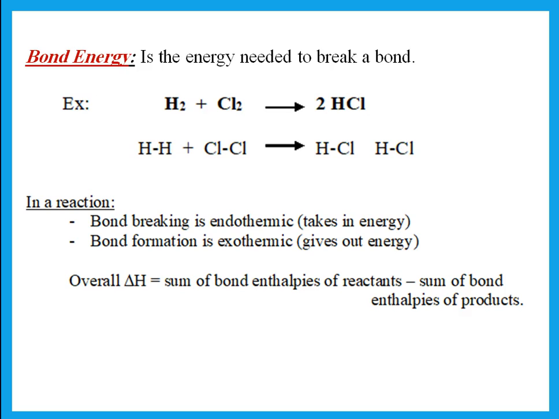So the overall delta H is the energies I need to add in order to break the bonds in the reactants minus the amount of energy released when the bonds in the products are formed. If overall the delta H here is positive, then the overall reaction is endothermic. That means it took in more than it gave out. If the delta H here is negative, that means the reaction overall is exothermic. That means it gave out more than it took in.